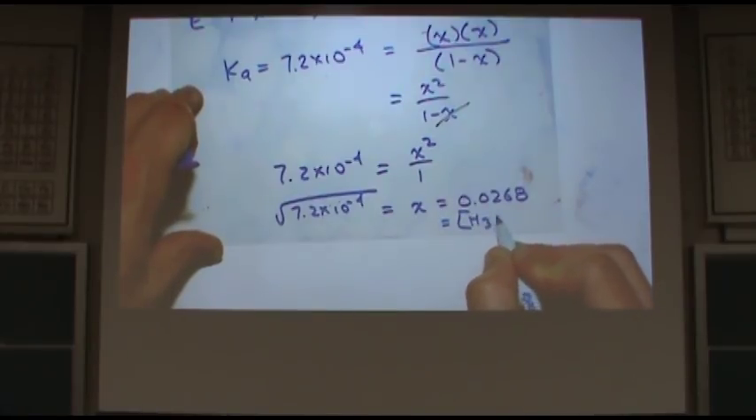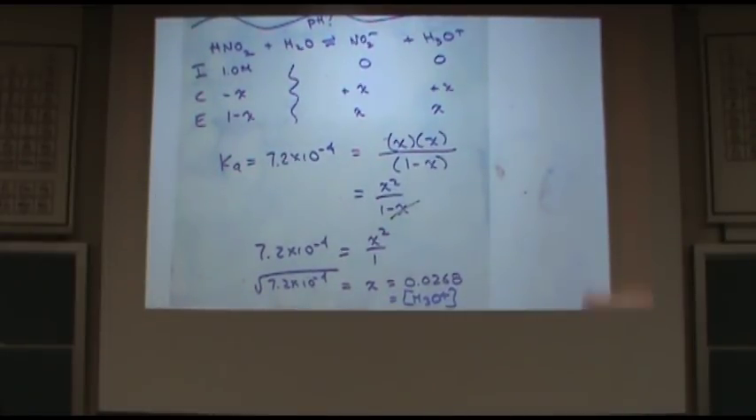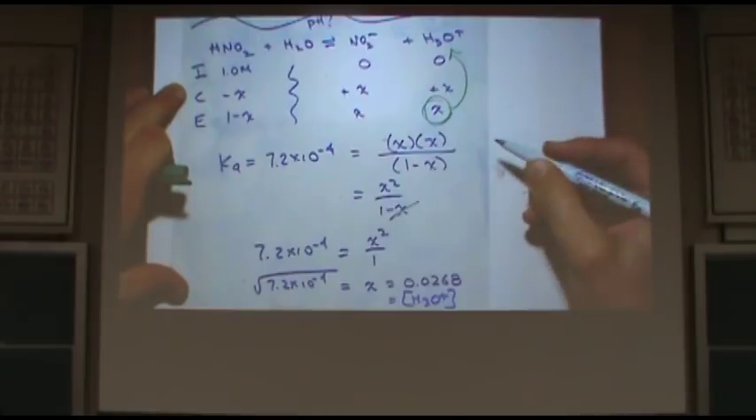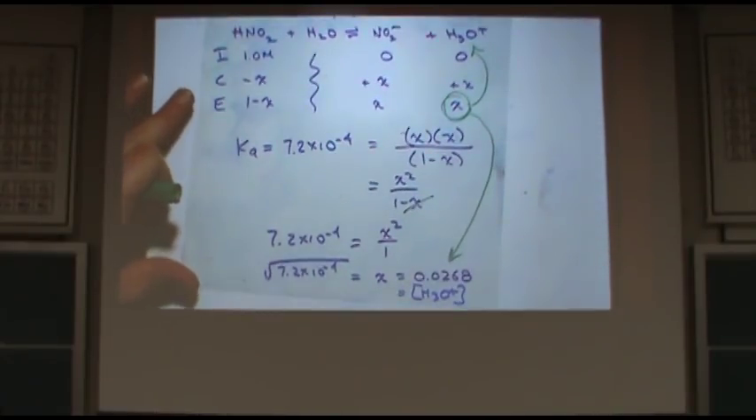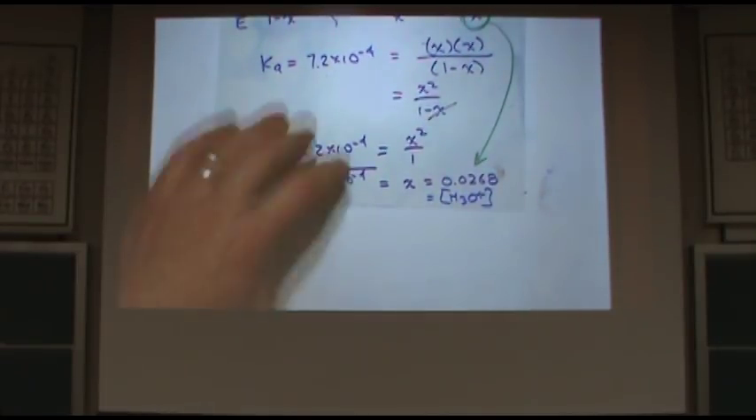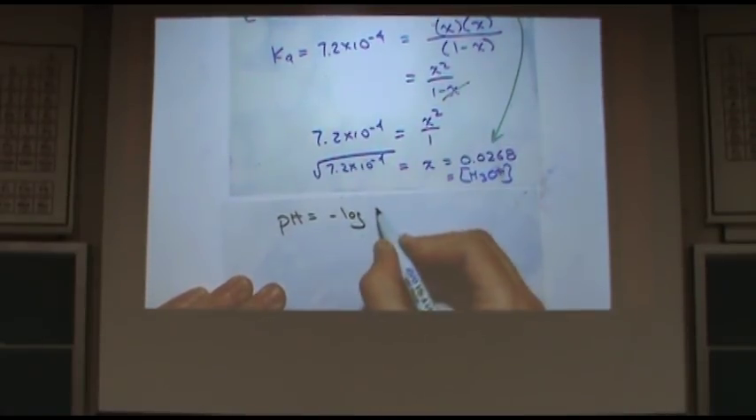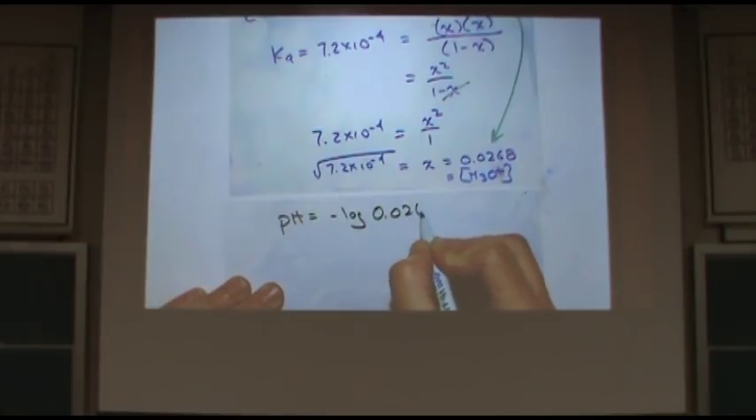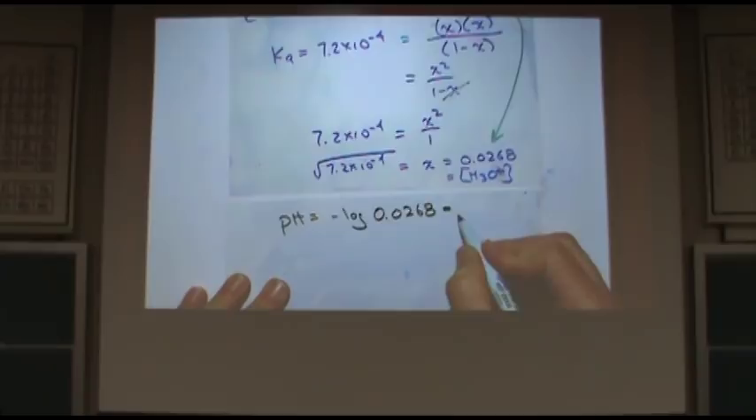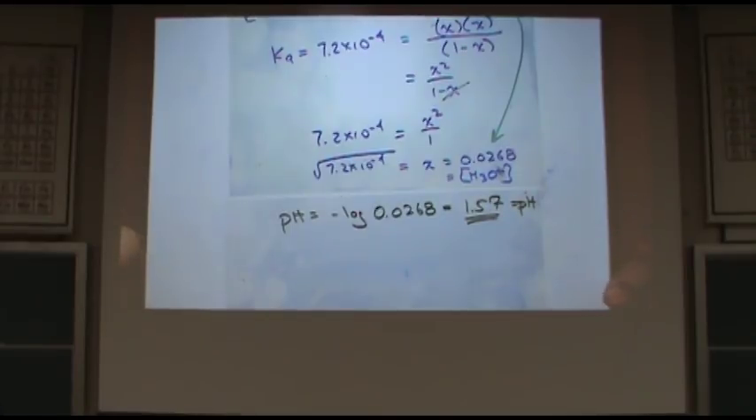This isn't equal to the H3O plus concentration. I knew that if you zoom out a little bit. Because X is equal to H3O plus, and that's X. So it's equal to that. I can find the pH. pH is the negative log of H3O plus, or 0.0268. Math savant there in the middle. What's this number? 1.57. All right. There's a pH. That's what I wanted to know.